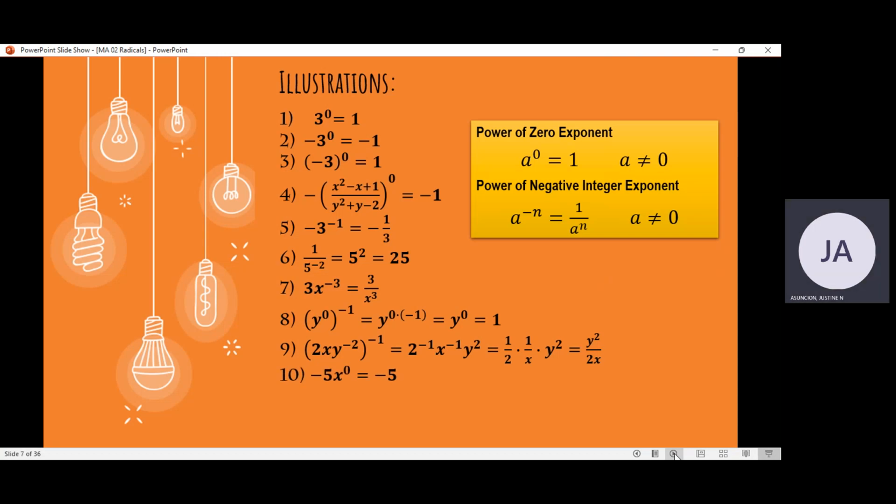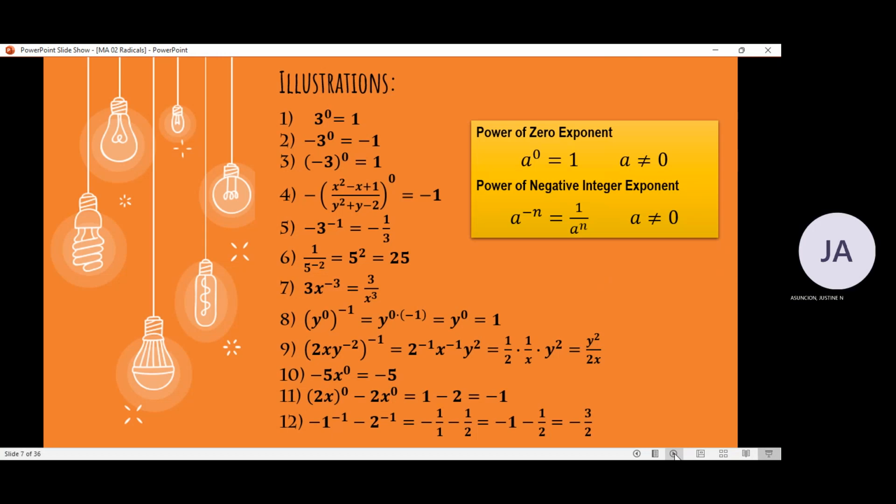And then another example, negative 5 x raised to 0. So x raised to 0, that's 1. Negative 5 times 1, that's negative 5. Quantity 2x raised to 0 minus 2x raised to 0. As you can see here, quantity 2x raised to 0 is 1, and minus 2 times x raised to 0, which is 1. So that's 1 minus 2, that's negative 1. And then lastly, we have here negative 1 raised to negative 1 minus 2 raised to negative 1. So apply again the power of negative integer exponent. That's negative 1 over 1 minus 1 half. And we have here negative 3 halves.